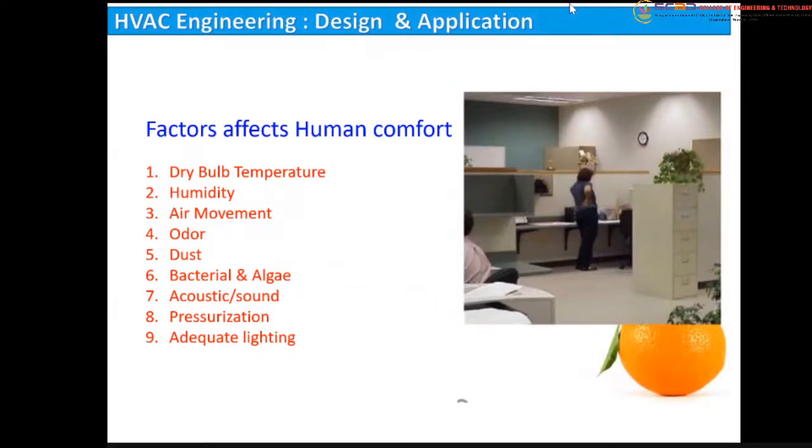Okay, you have like nine items that are going to be affecting it. When I sit in a room, if one of these nine items is not good, you can't stay in the room. Okay, what are the factors that affect human comfort? What are the factors?